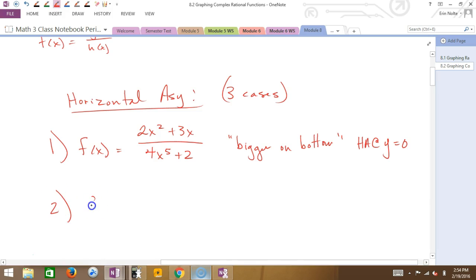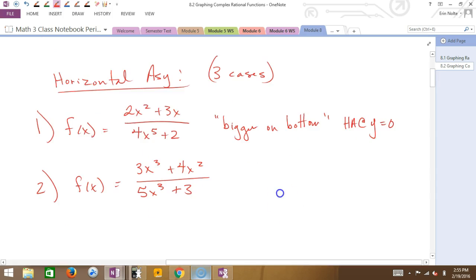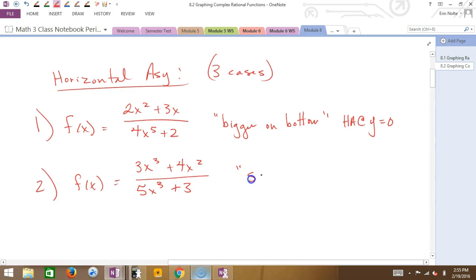Okay, case number 2. Let's say you see something like 3x cubed plus 4x squared over 5x cubed plus 3. Okay, again, we are just looking at the exponents. Okay, is it bigger on the top or is it bigger on the bottom? They're the same. Okay, so I call this the same case.